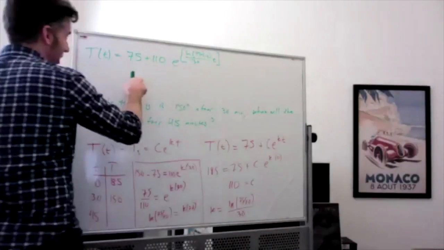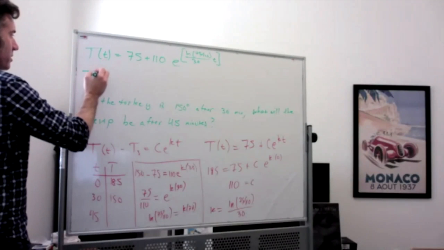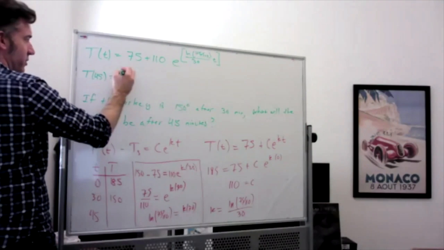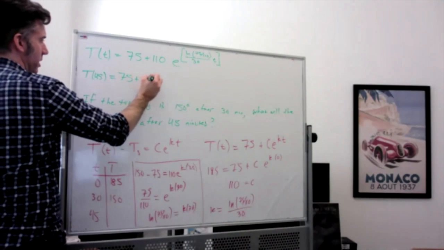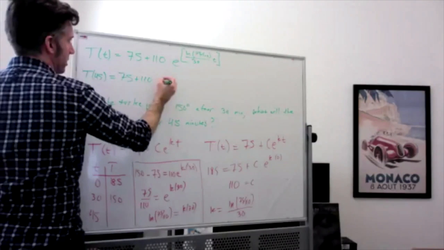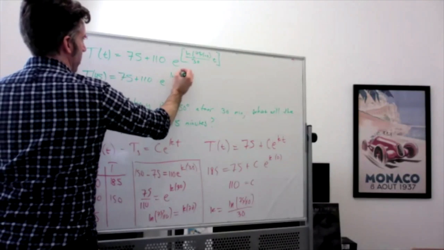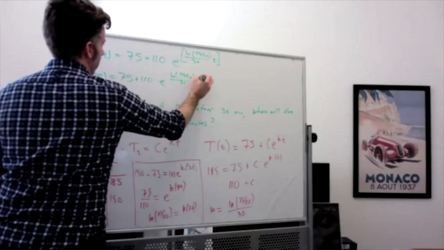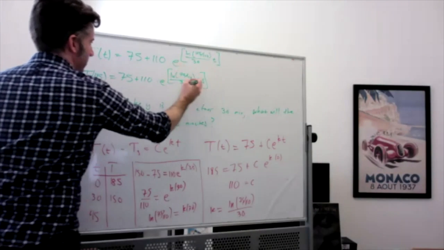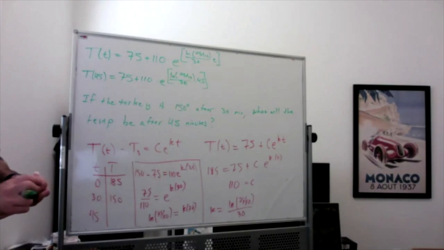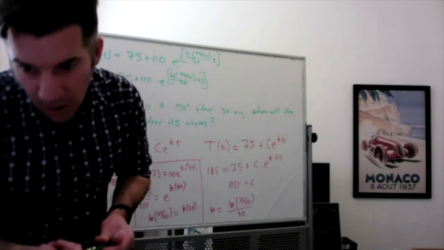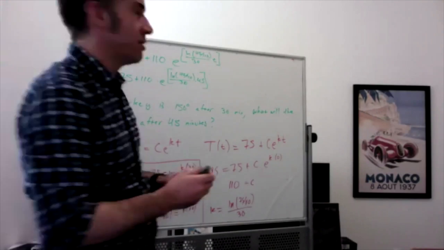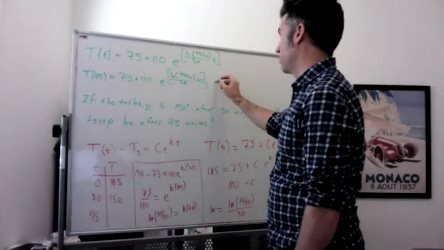And then finally, we're going to plug in 45 minutes and get temperature at 45 minutes is equal to 75 plus 110 times e to the natural log of 75 over 110 over 30 times 45. And if I didn't have a calculator, I would just leave it like that. If I did have a calculator, that's approximately 137 degrees.